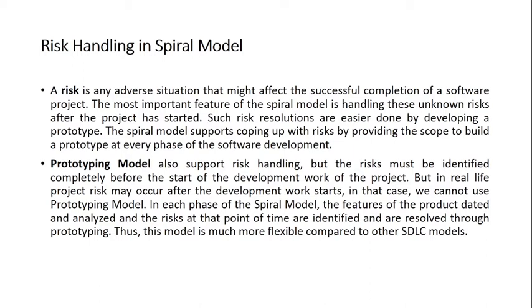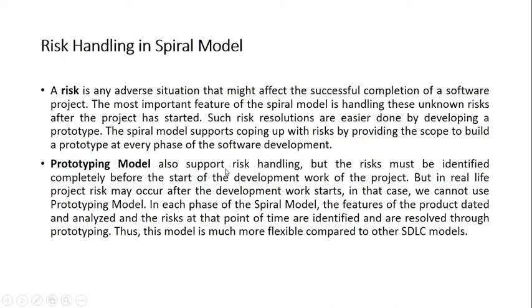So here we are saying in the spiral model we will be using a prototype in order to avoid changes, or in case a risk might come true, so we will be using a prototype to resolve such risk. The spiral model supports coping with these risks by providing the scope to build a prototype at every phase of the software development, right? We can develop prototypes here.